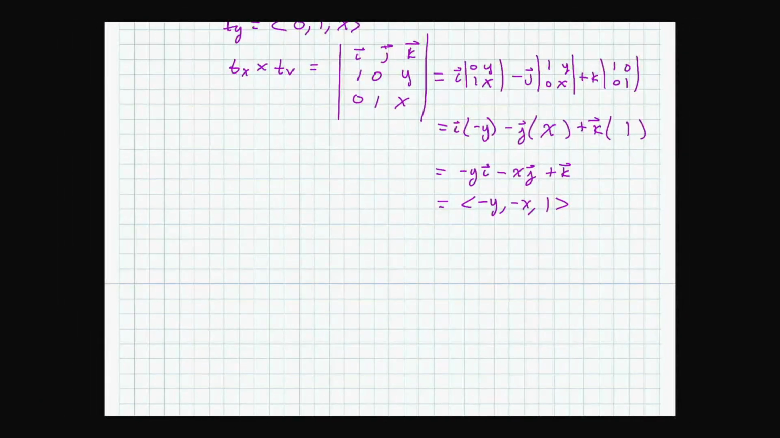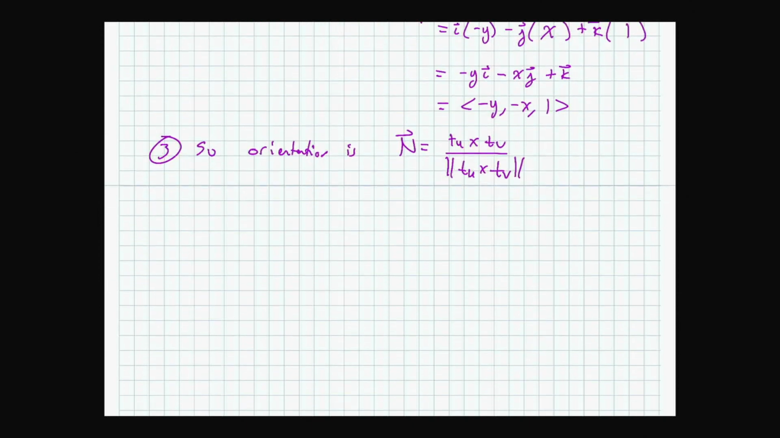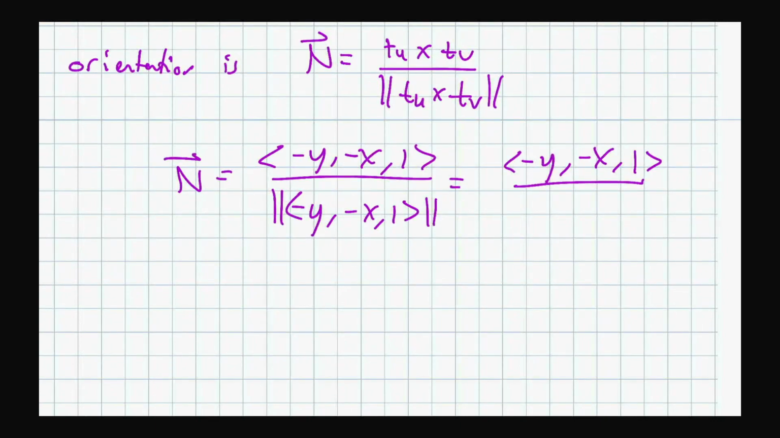Okay. So our orientation then is going to be to compute the n over this, right? So the orientation is n, and it's Tu cross Tv over the magnitude of Tu cross Tv generally. So for us, with x's and y's, it's going to be negative y, negative x, 1 over the magnitude of negative y, negative x, 1. So we got to do this. This is going to be the square root of y squared plus x squared plus 1 squared. And there you go. It just is what it is.